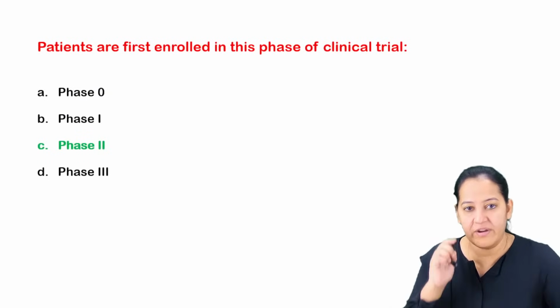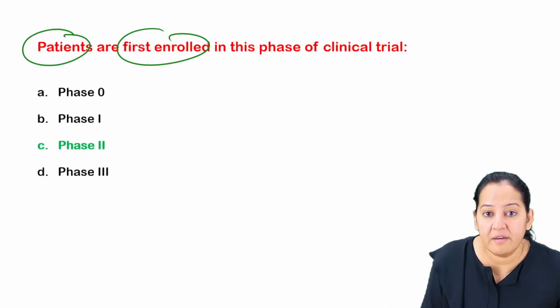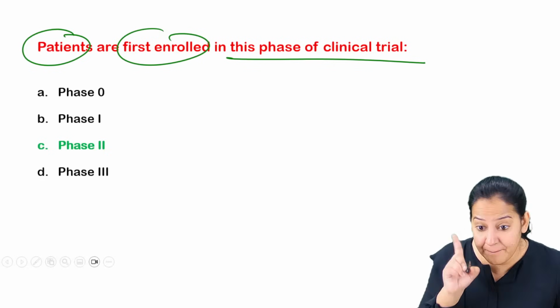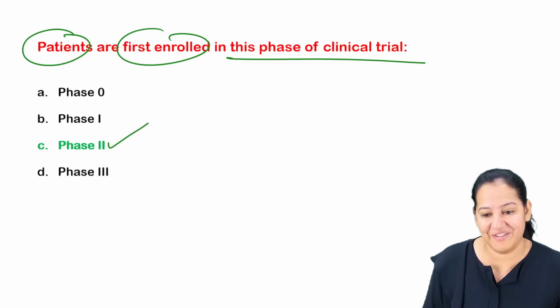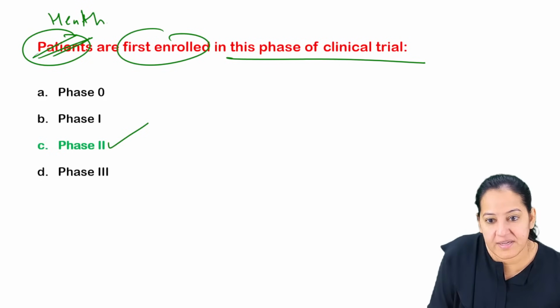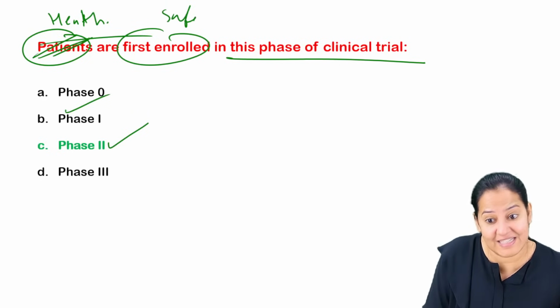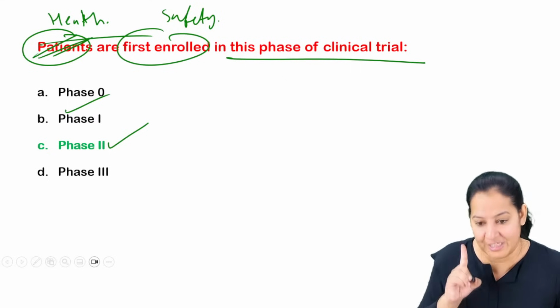So there are 4 phases. Now read your question. Patients are first enrolled in which phase of clinical trial? First time patients are enrolled in phase 2, right? And instead of patient, if I ask healthy volunteer, what is your answer? In that case, the answer is 1. And sometimes they can ask you the safety is tested in which phase. So the answer is phase 1.